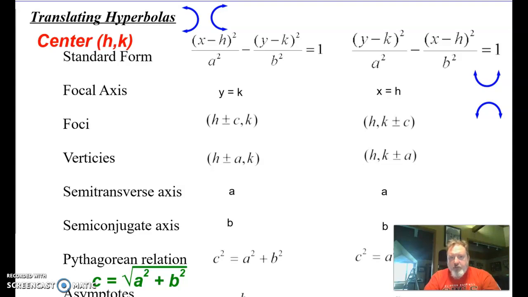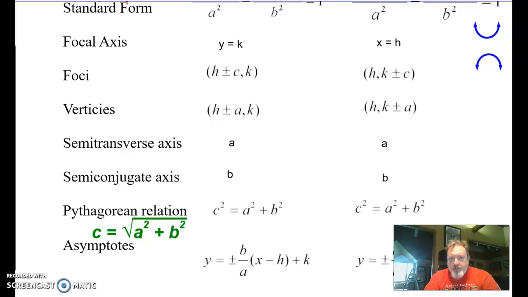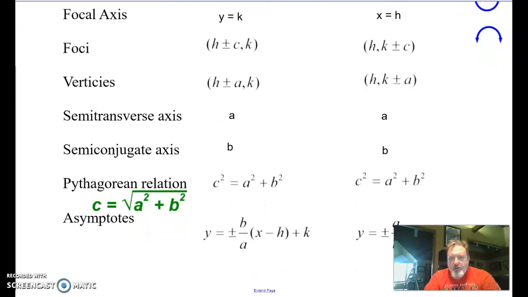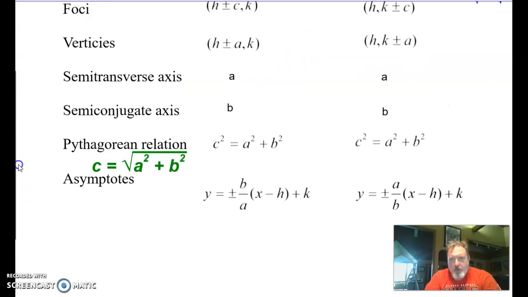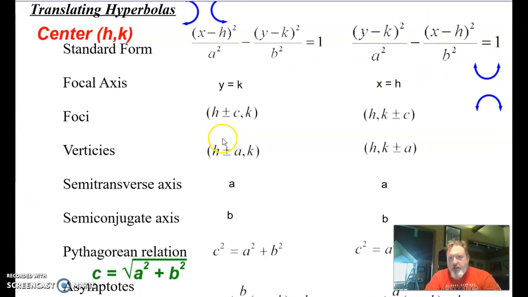The Pythagorean relationship is still a squared plus b squared equals c squared. So if you're looking for c, you're going to take the square root. That has not changed. And our asymptotes, you can see, again, b over a and a over b. The only difference, again, is h and k in the equation. So always refer back to this page if you get stuck with where you're putting your numbers. But as long as you have a, b, and c, you can find the foci, vertices, and asymptotes. As always, it's a little easier with numbers, so we'll take a look at that.